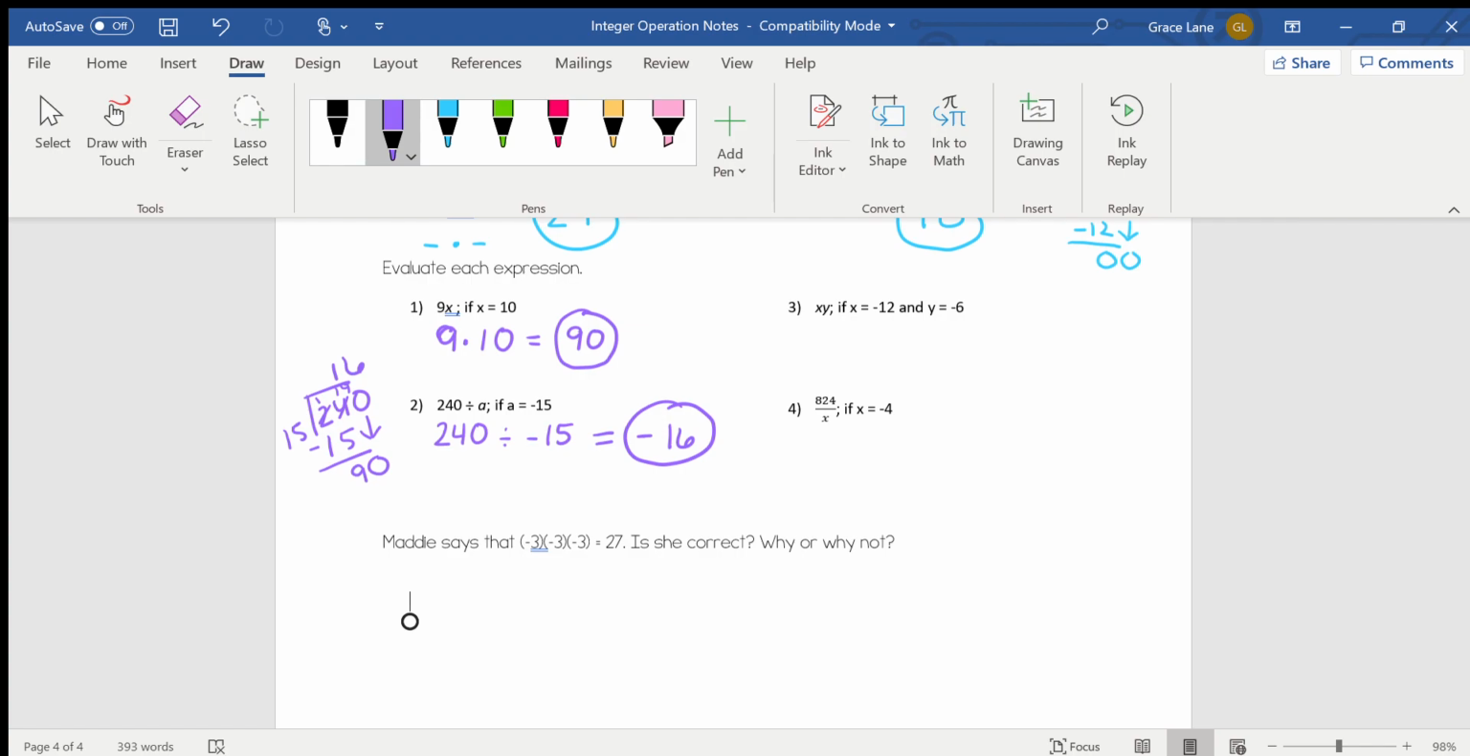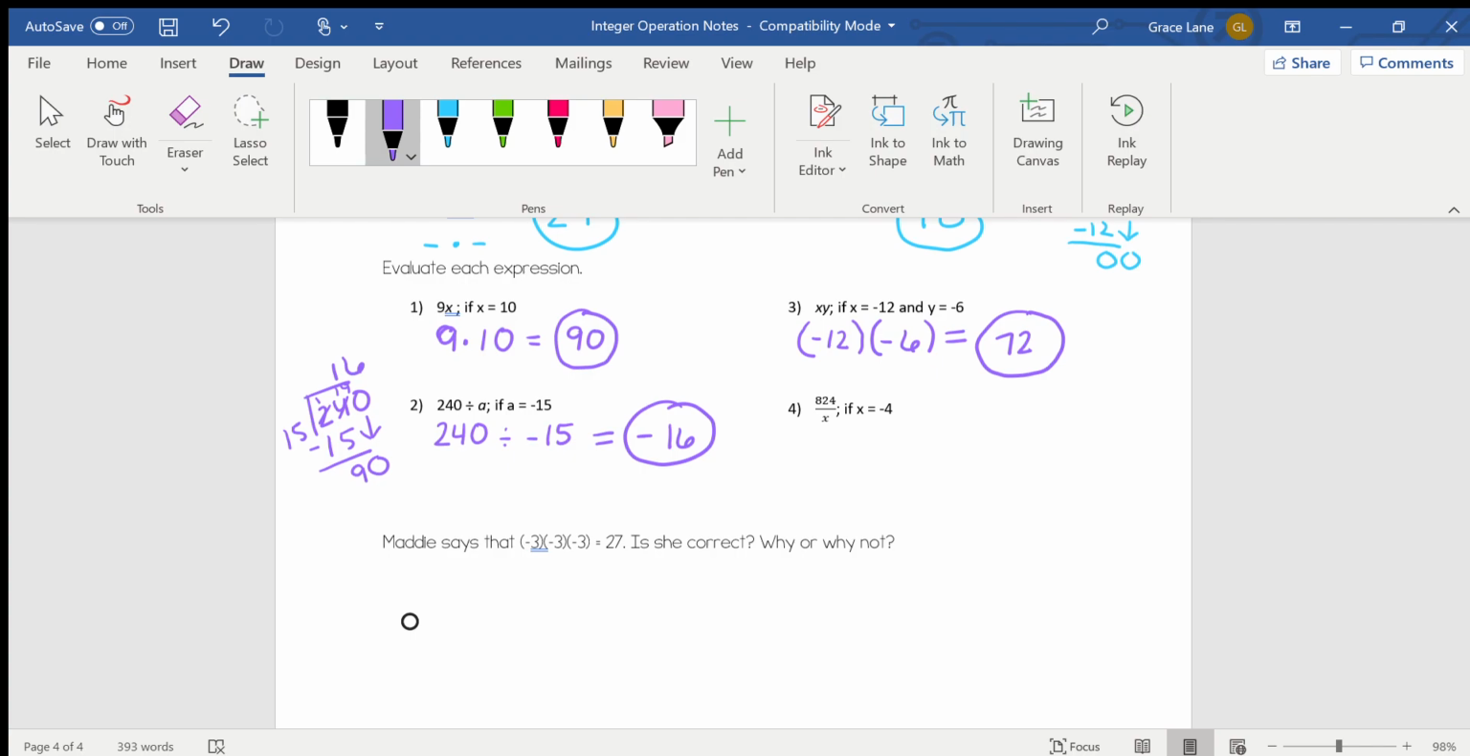Number 3, x times y. So negative 12. Maybe I should have said this earlier, you might start seeing numbers inside parentheses, and that's just so the numbers with the negative sign stay separate so that it doesn't look like you're subtracting. So if you see something that looks like this, that means negative 12 times negative 6. When the two parentheses are next to each other, that means to multiply. So a negative times a negative is a positive. So this is going to be positive 72.